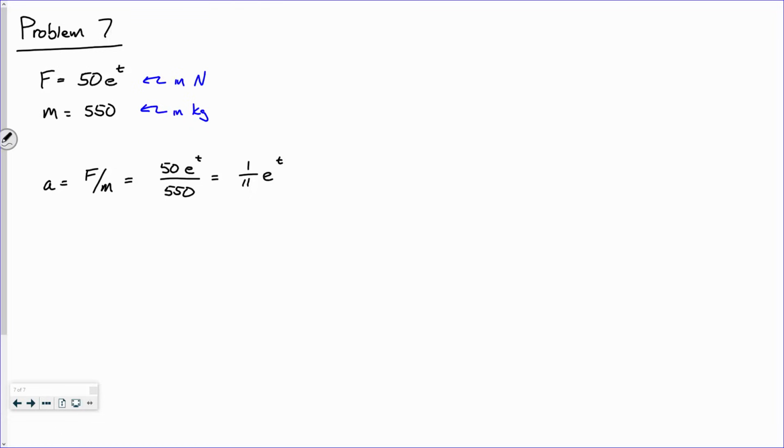Now, I've got an acceleration. What comes next? Well, I'm ultimately trying to determine displacement or position. Okay? Well, what's the relationship between acceleration and velocity? Acceleration is the derivative of velocity with respect to time. So therefore, if we want to find velocity, we just integrate. Make sense?